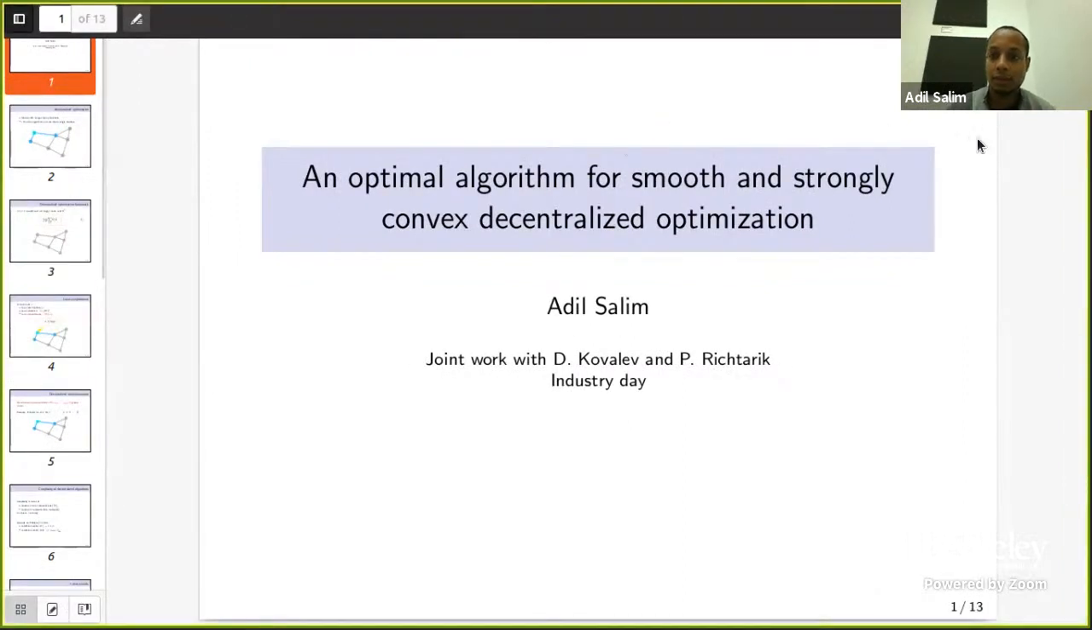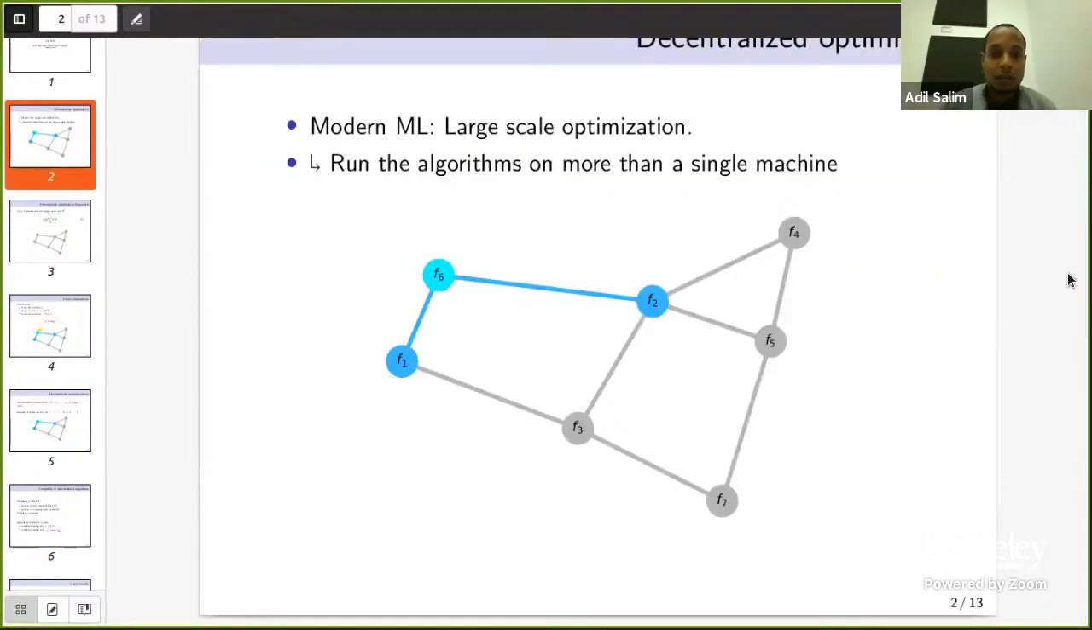All right. So you should see my screen. Okay, so I'm going to talk about decentralized optimization, and in particular about an optimal algorithm for a special case of decentralized optimization. This is joint work with Dimitri Kovalev and Peter Richtárik. So what do we want to do?